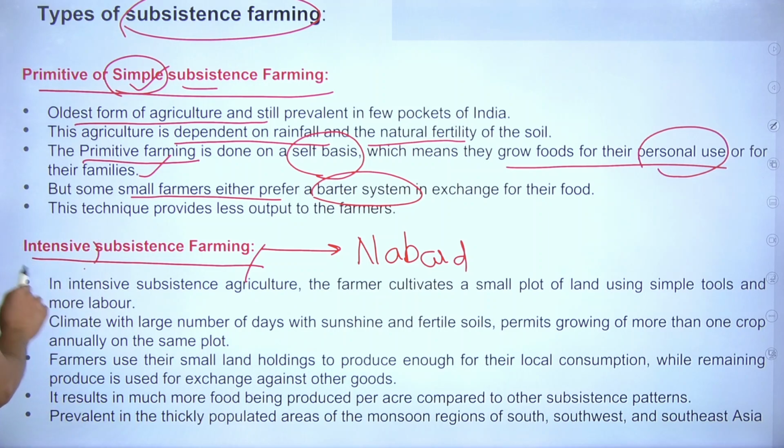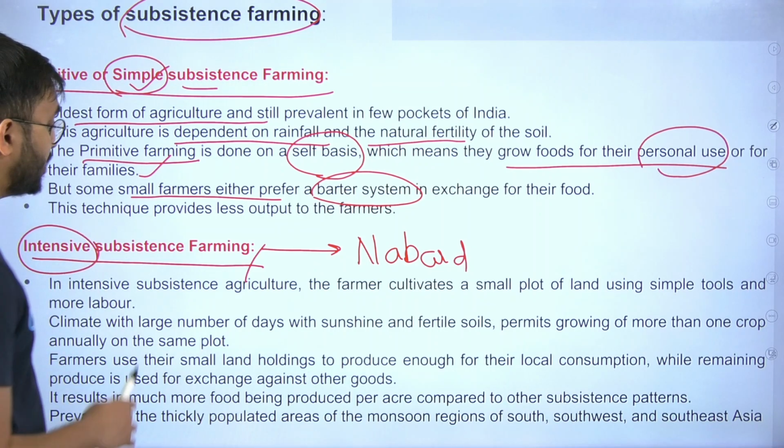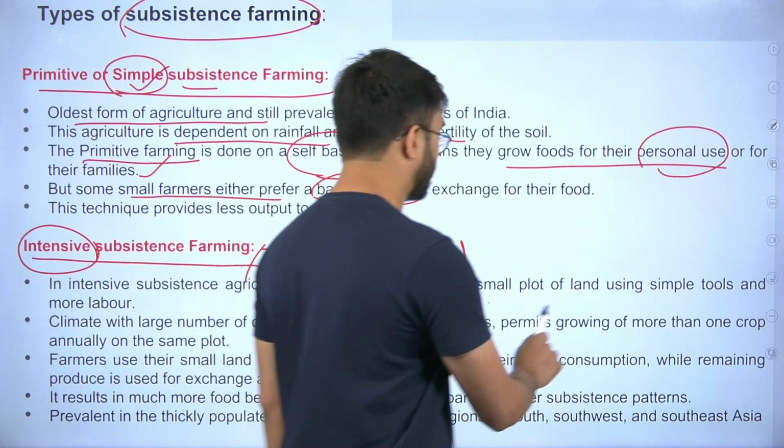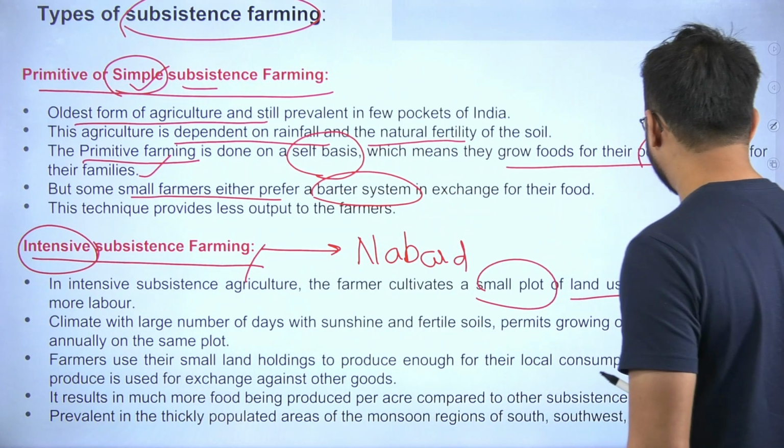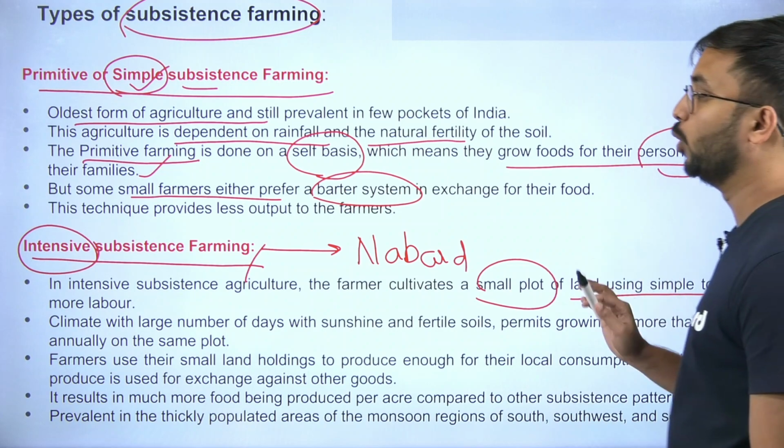Then comes intensive subsistence farming. In intensive subsistence agriculture, the farmer cultivates a small plot of land using simple tools and more labor.